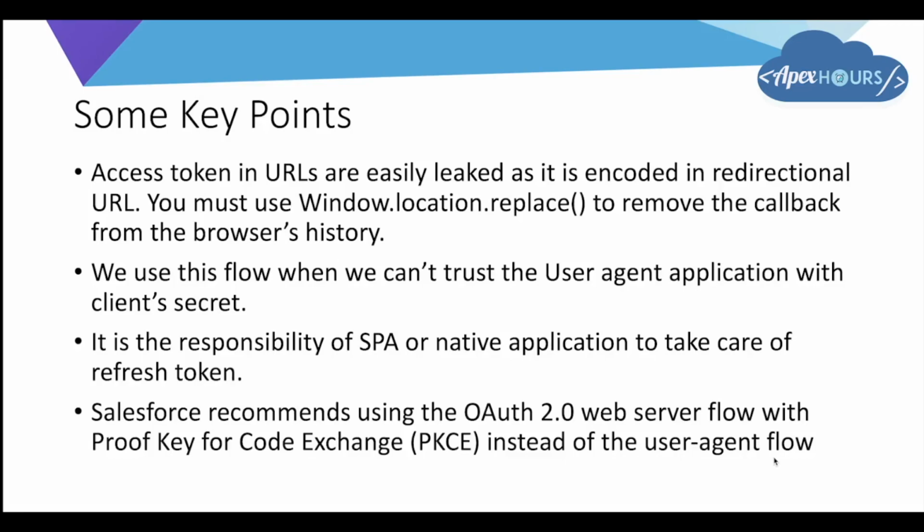Now, Salesforce recommends using the OAuth 2.0 web server flow with Proof Key for Code Exchange instead of the user agent flow. I've told you when we should use the user agent flow: when we can't give the client secret and we are using native desktop applications or SPAs. In these scenarios, go with the web server flow with Proof Key for Code Exchange instead of the user agent flow. But we should also learn the user agent flow for our legacy systems as well as for exam purposes.